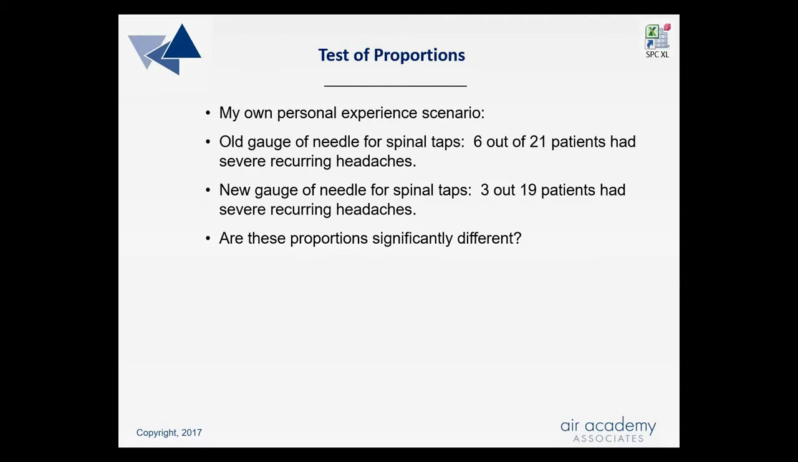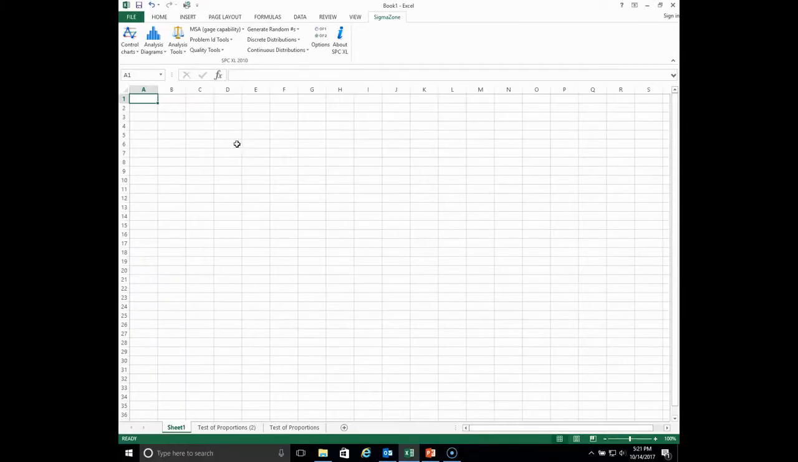So I'm reading this and they said the old gauge of needle for spinal taps produced severe recurring headaches in 6 out of 21 patients. Then they changed the gauge of the needle, and now under the new needle, 3 out of 19 patients had severe recurring headaches. The question is, are these proportions significantly different? I wrote those 4 numbers down before I went in to see the doctor, and after I saw the doc, I immediately went home to my computer to see what I would get.